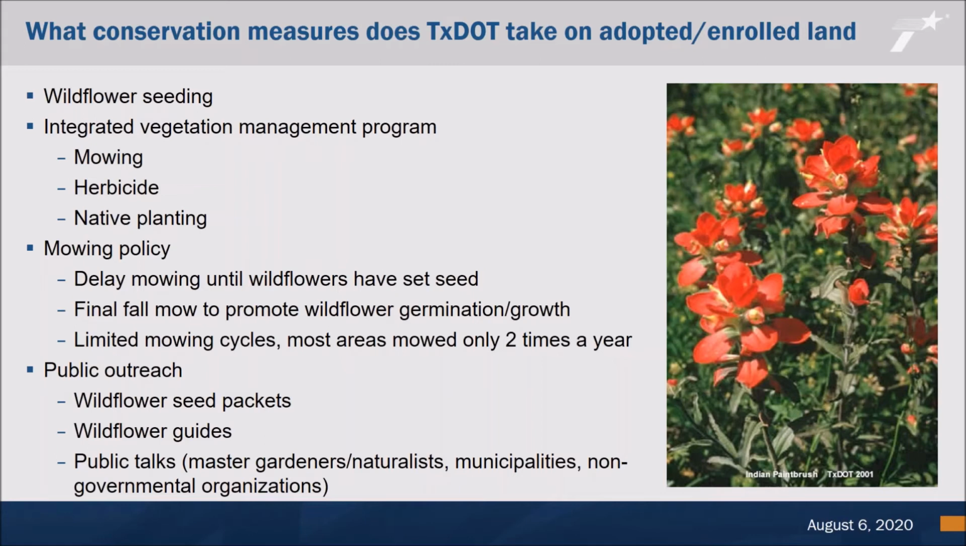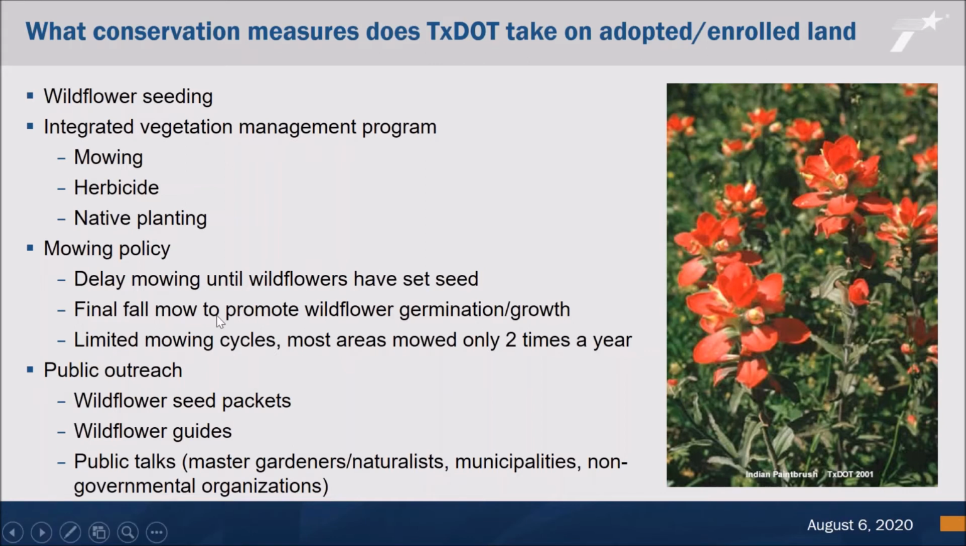We have an integrated vegetation management program, which includes native planting, which includes grasses and wildflowers, targeted herbicide treatments, and mowing. Our mowing policy is a really big part of this. With our mowing policy, we delay mowing until wildflowers have set seed, unless safety issues dictate otherwise. We also do a final fall mow to promote the germination and growth of wildflowers for future years. And our mowing cycles are very limited, whereas in certain cases, DOTs may mow 12 times a year, once a month. Most areas in Texas are only mowed twice a year.